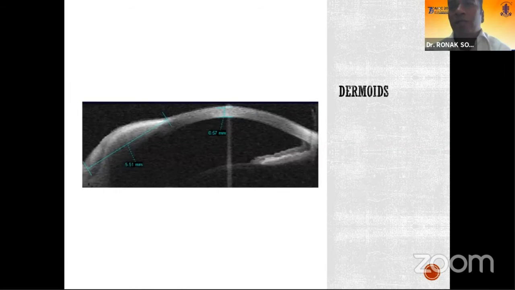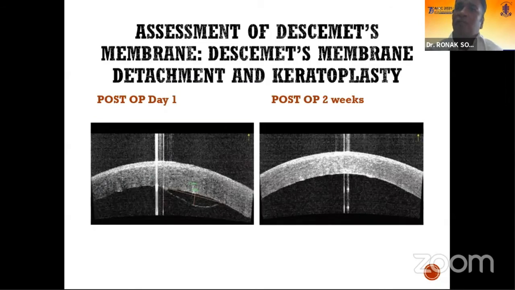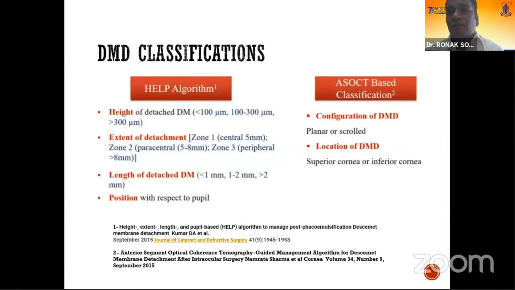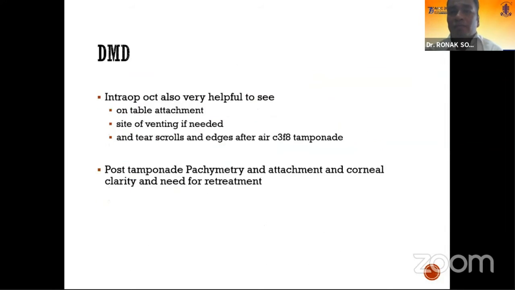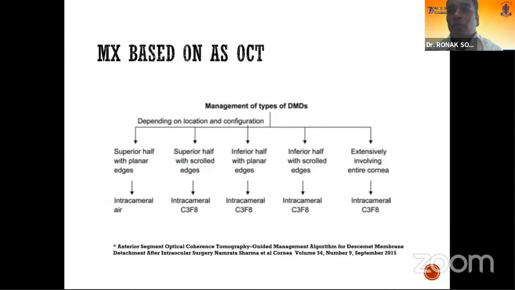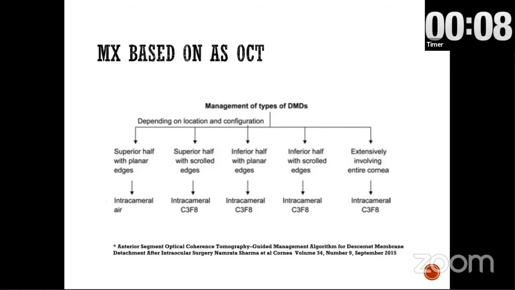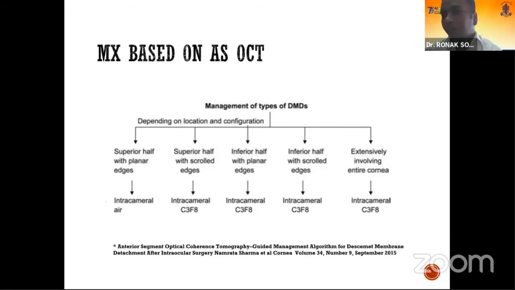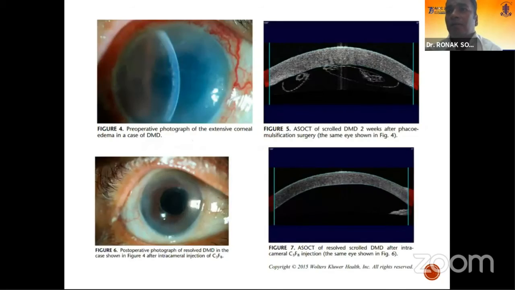Dermoids, the extent of the dermoid and the deeper involvements. Another very important thing to see is your Descemet membrane detachment cases. There are various algorithms and classifications based on OCT. So in Descemet membrane detachment, it is important to see the post-tamponade pachymetry and attachment and clarity of the graft. So based on OCT, there is a treatment protocol made where, depending on the local configuration, you can use the type of tamponade agent and show how it is done. You can see the pre and post-op pictures after treatment.